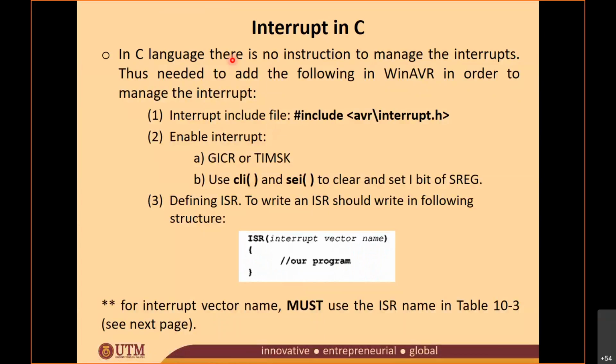So in C language, there is no instruction to manage the interrupt. You need to add the following in your program, in your WinAVR, in order to manage the interrupt. The first one: make sure that you include the interrupt header file. Hashtag include avr/interrupt.h. The slash is the wrong way round here, so make sure you correct this slash.